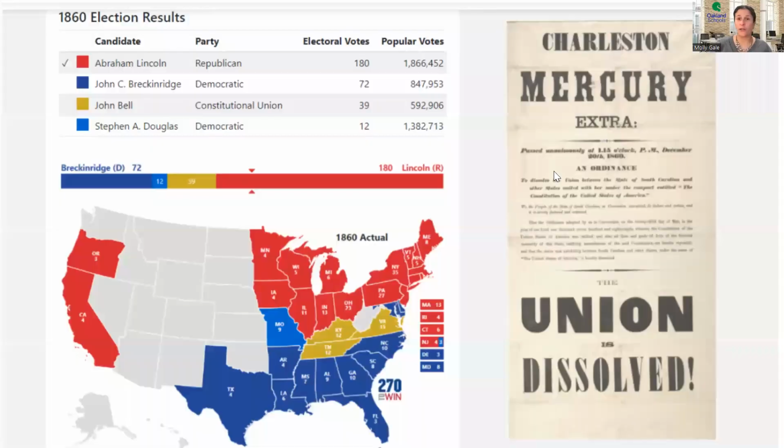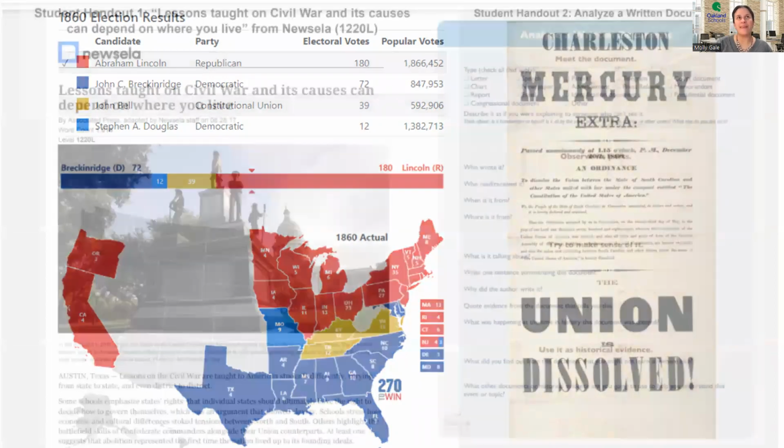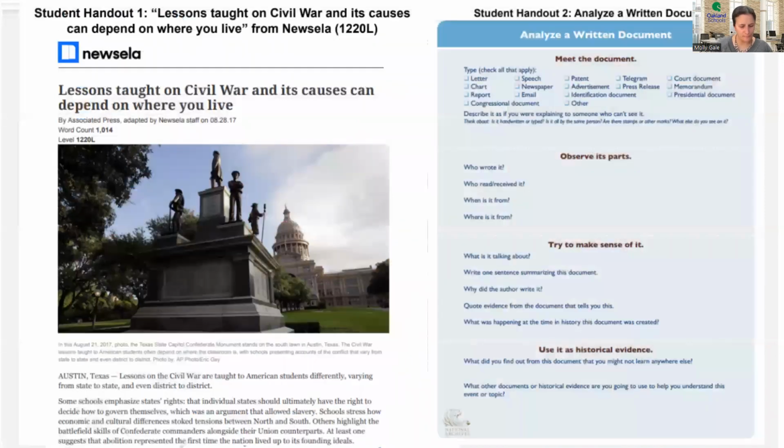Students then take a look at the 1860 electoral map, and they analyze that map, looking at some patterns going on. Then they read an article from Newsela, which is about how lessons taught on the Civil War and its causes can depend on where you live. So this is really starting to get at the heart of that lesson question.